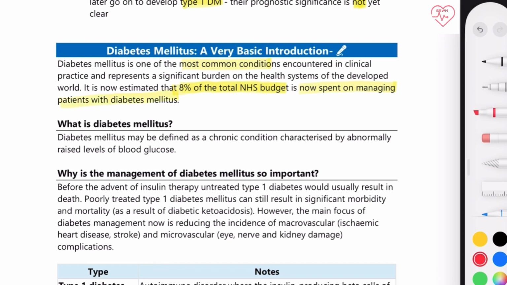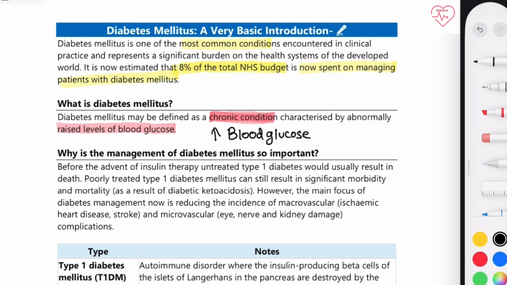Right, now what is diabetes mellitus? This is a chronic condition, which is characterized by abnormally raised levels of blood glucose. So what happens in this, guys? In this, there will be an increase of blood glucose. So this is a chronic condition, and there will be an increased blood glucose.